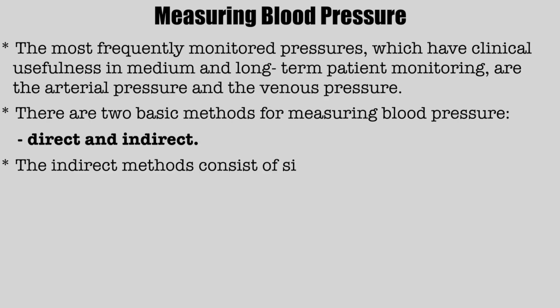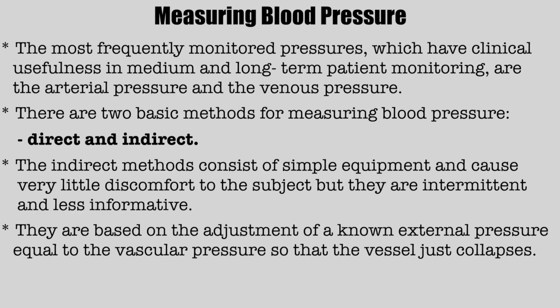Now we will see how blood pressure developed due to pumping activity of the heart is measured. The most frequently monitored pressures which have clinical usefulness in medium and long term patient monitoring are the arterial pressure and the venous pressure. There are two basic methods for measuring blood pressure: direct method and indirect method.